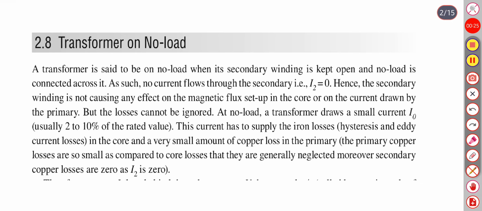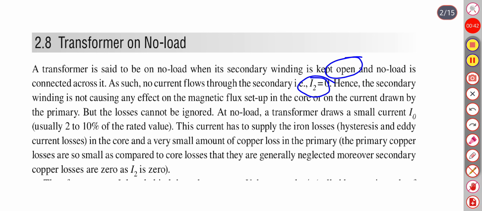Transformer on no load. A transformer is said to be on no load when the secondary winding is kept open and no load is connected across it. As such, no current flows through the secondary. I2 is equal to 0.